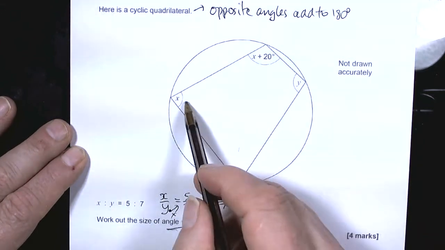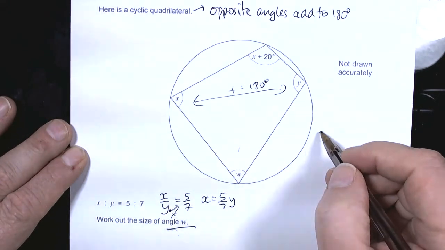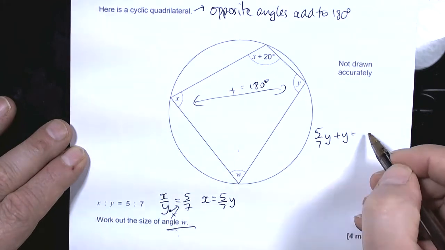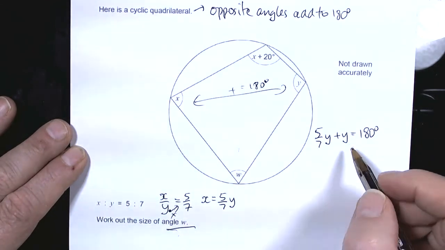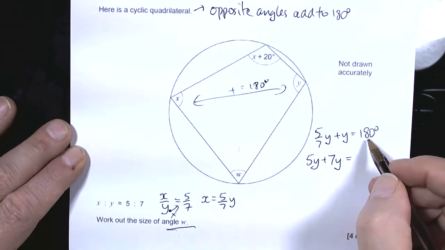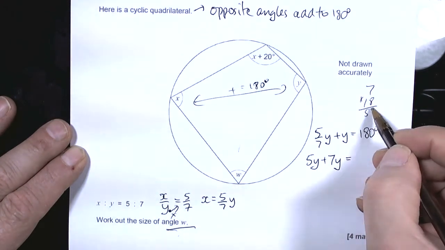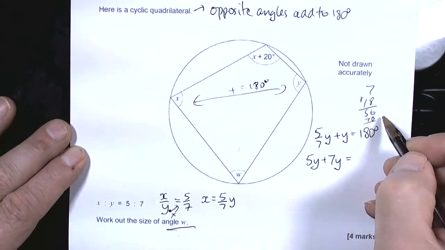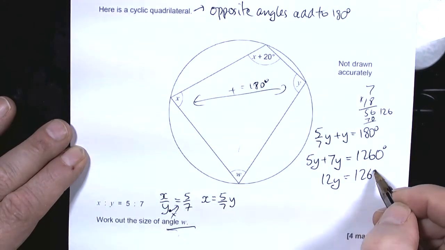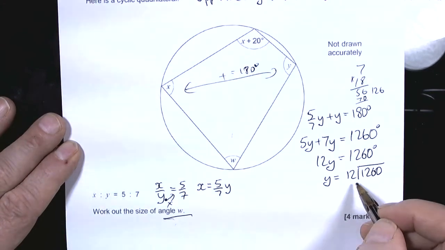So if we put the known information into here, then we know that those two add to equal 180 degrees. So therefore we can write down that 5/7 of y plus y equals 180 degrees, and if I times everything by 7, then I end up with 5y's plus 7y's and 7 times 180, okay, so 7 times 18, 56, 7 tens is 70, so 126, so that's going to be 1260. So I have 12y's is equal to 1260, so y will equal 12 into 1260.